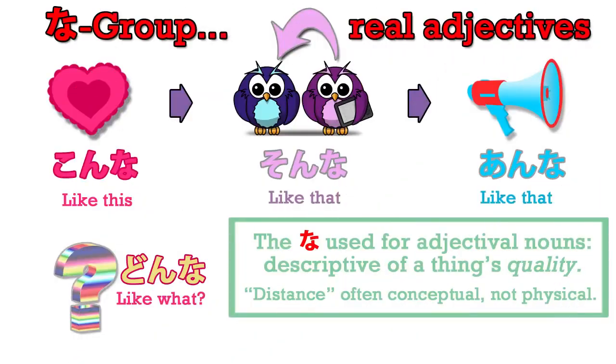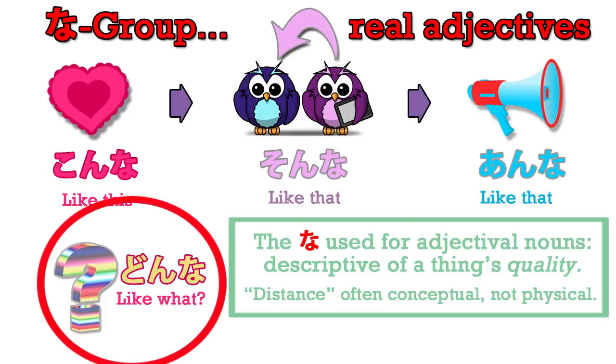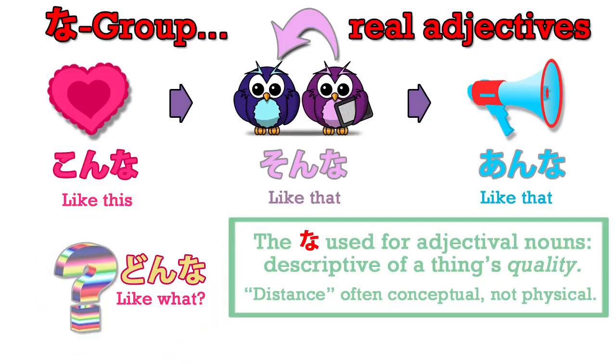So sonna is essentially a comparing adjectival, describing what something is like by comparing it to something else that we're referring to, something that's here, something that's over there, or something that's way over there, either in physical space or conceptually. Donna is asking what kind of a thing something is. Literally, what would we compare it to?